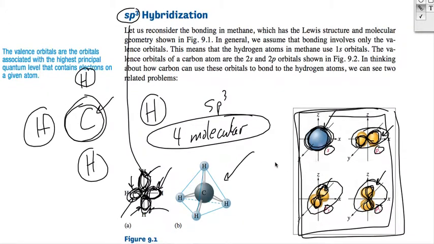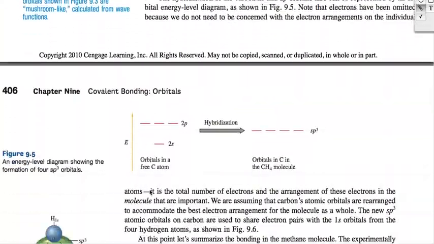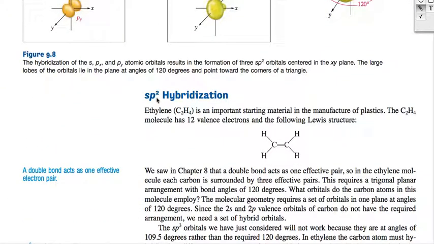Then the theory continues: what if you don't need 4 electron regions around the central atom? You only need 3. So in this case, around this carbon, let's say you only need 1, 2, 3 regions. You're going to have an s and 2 p's from this carbon hybridizing, morphing into 3 regions around this carbon atom, and each of those regions would be called an sp2.